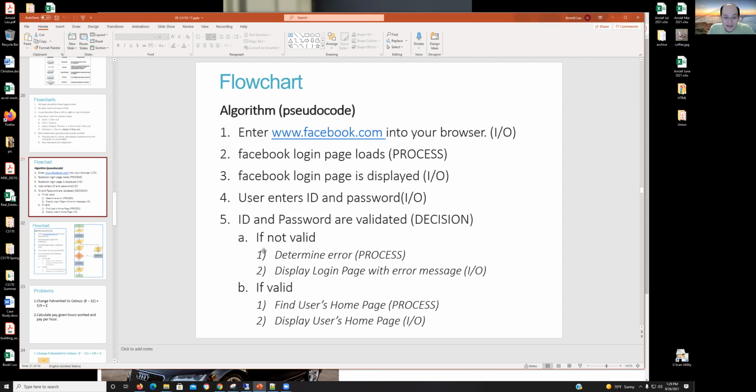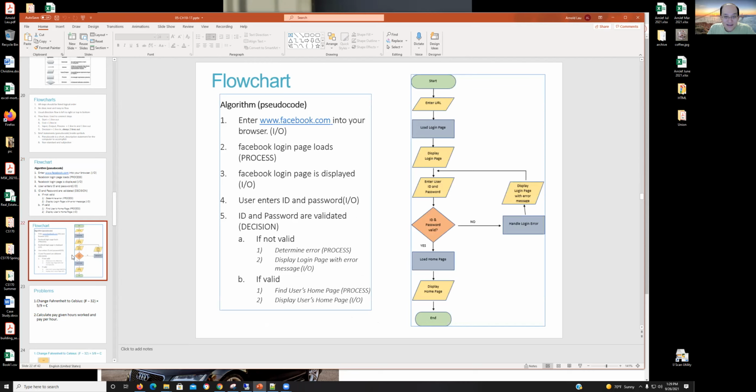So if it's not valid, then you have an error screen. It'll say blah, blah, blah, login not correct. Then if it's valid, then it will say, yeah, this is your homepage, right? And then you're good, okay? So what does that look like here?